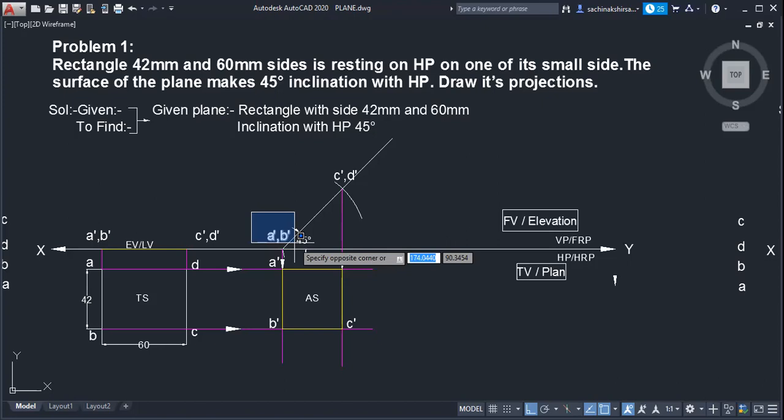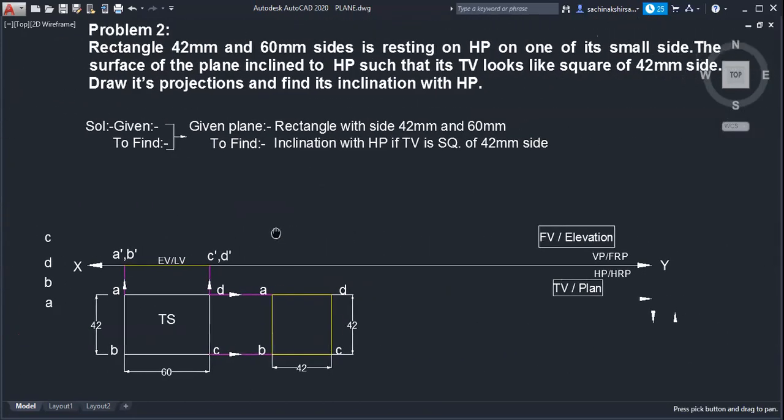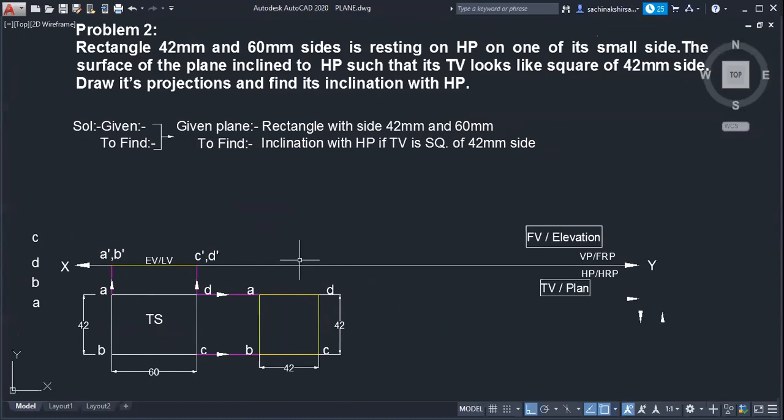So that condition is satisfying. That's why this is most important. Here also it is given the same. Okay, so what do we have to do now?